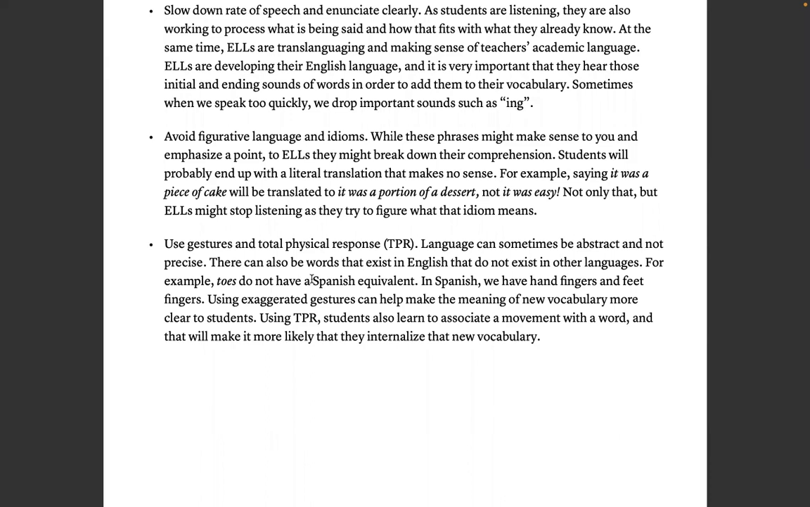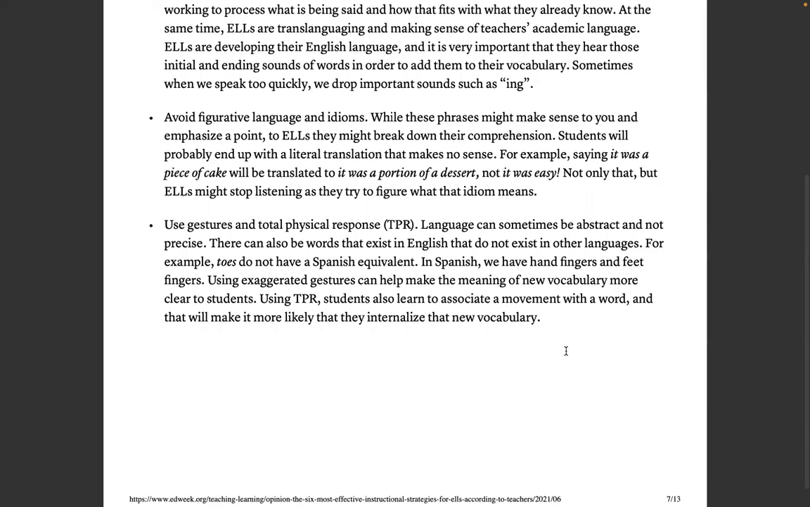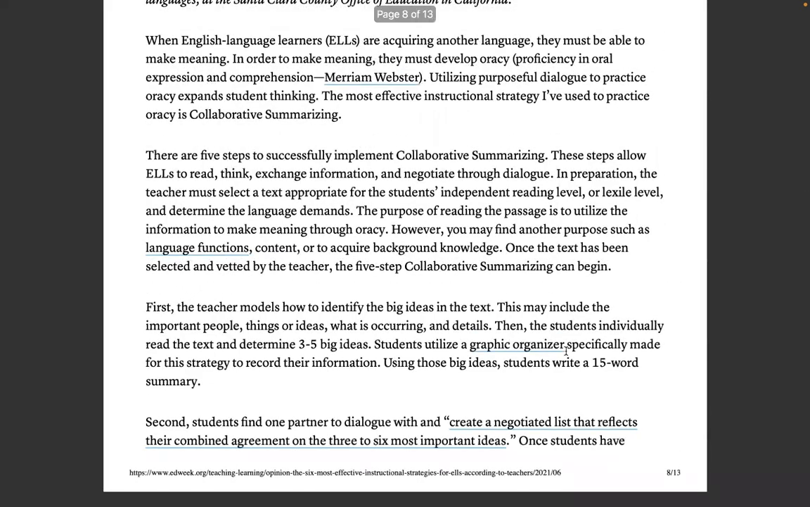So it helps them visualize it, make it more clear, but then also it helps them internalize it because they're moving, and will make it more likely that they internalize that new vocabulary. So utilizing that whenever possible with our ELL students.